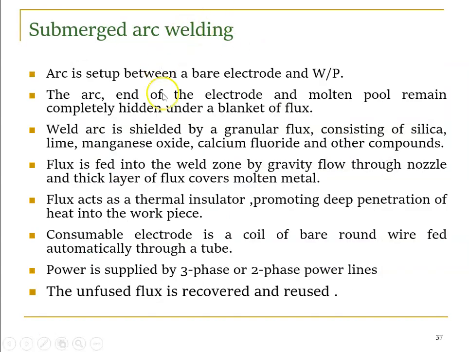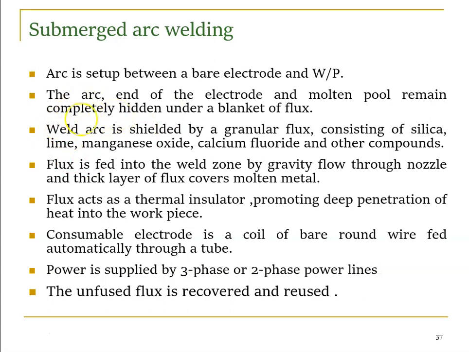The arc is set up between a bare electrode and the workpiece. The electrode will be bare, which means there is no coating, right? The arc end of the electrode and the molten pool remain completely hidden under the blanket of flux. So it is hidden. We cannot view the arc. The weld arc is shielded by granular flux consisting of silica, lime, magnesium oxide, calcium fluoride, and other components. In the beginning we saw some types of fluxes, so any flux may be used.